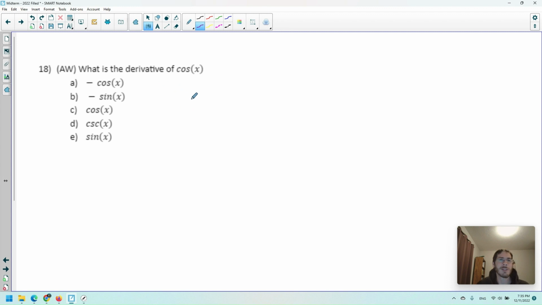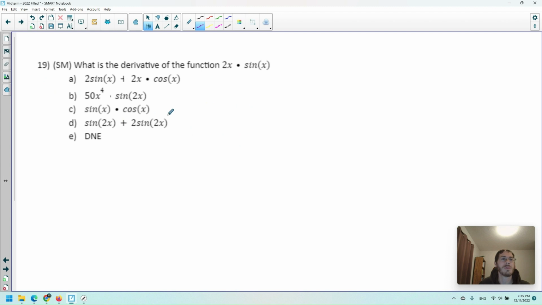For 18, we have to find the derivative of cosine of x. We have to memorize this one. The derivative of cosine of x is going to be negative sine of x. No tricks there. Just don't overthink it. Pick B and move on. Next, the derivative of the function 2x times sine of x. Pretty clearly this is going to be a product rule. So we'll do first times the derivative of the second.